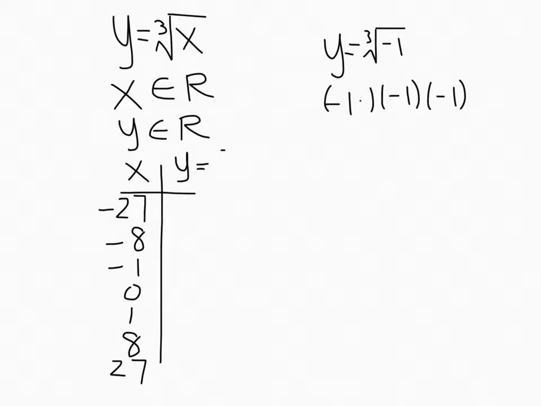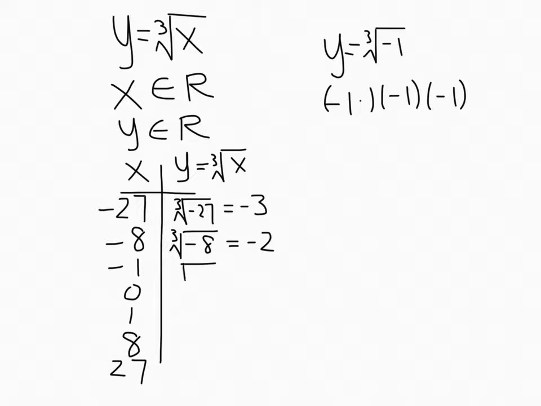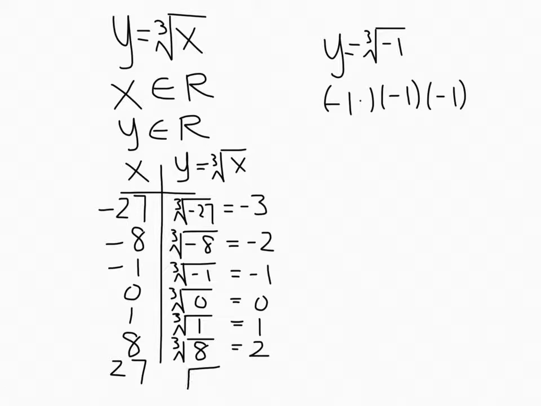What is the cube root of -27? That's -3. What's the cube root of -8? That's -2. What about the cube root of -1? It is going to be -1. What's the cube root of 0? That's 0. And what is the cube root of +1? So again, don't forget, we are using the cube root. What is the cube root of 8? That's 2. What is the cube root of 27? That's 3.